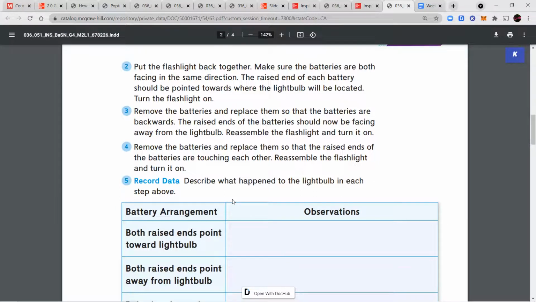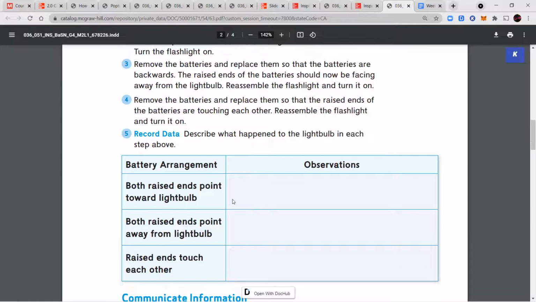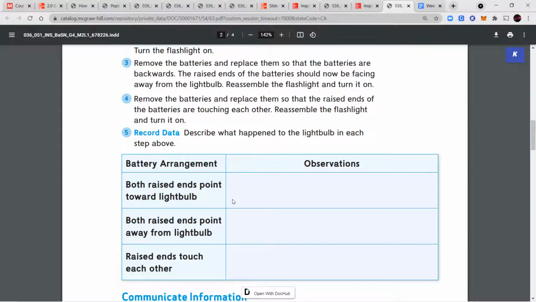After you do that, you're going to take the batteries out and replace them so that the batteries are backwards. So the raised end of the battery should now be facing away from the light bulb. Put it back together and turn it on. Then take the batteries out, replace them so the raised ends are touching each other. Put it back together and then try and turn it on.